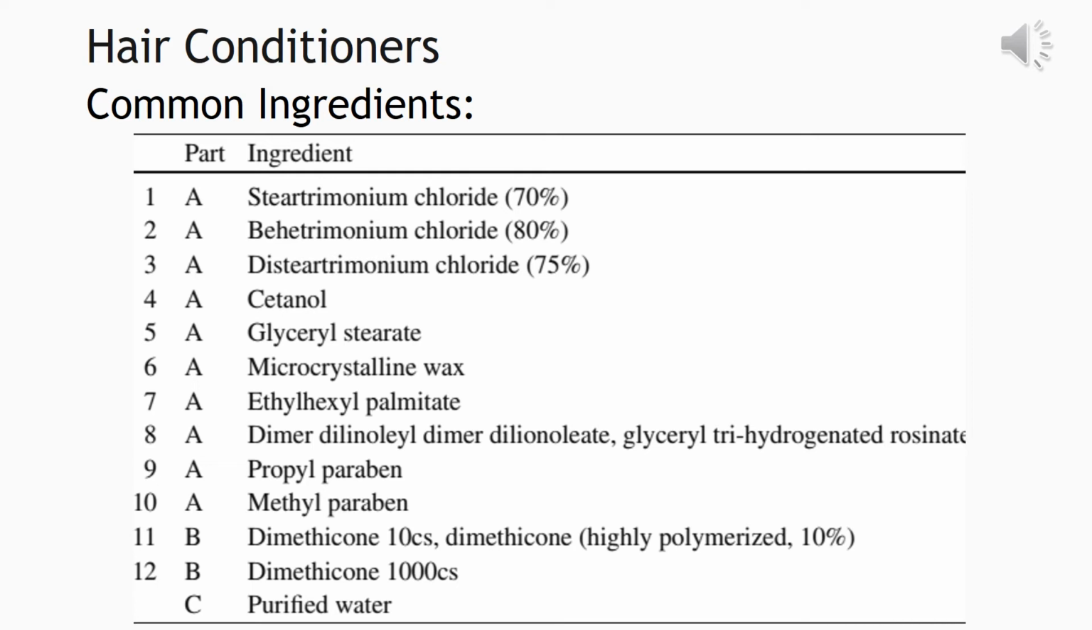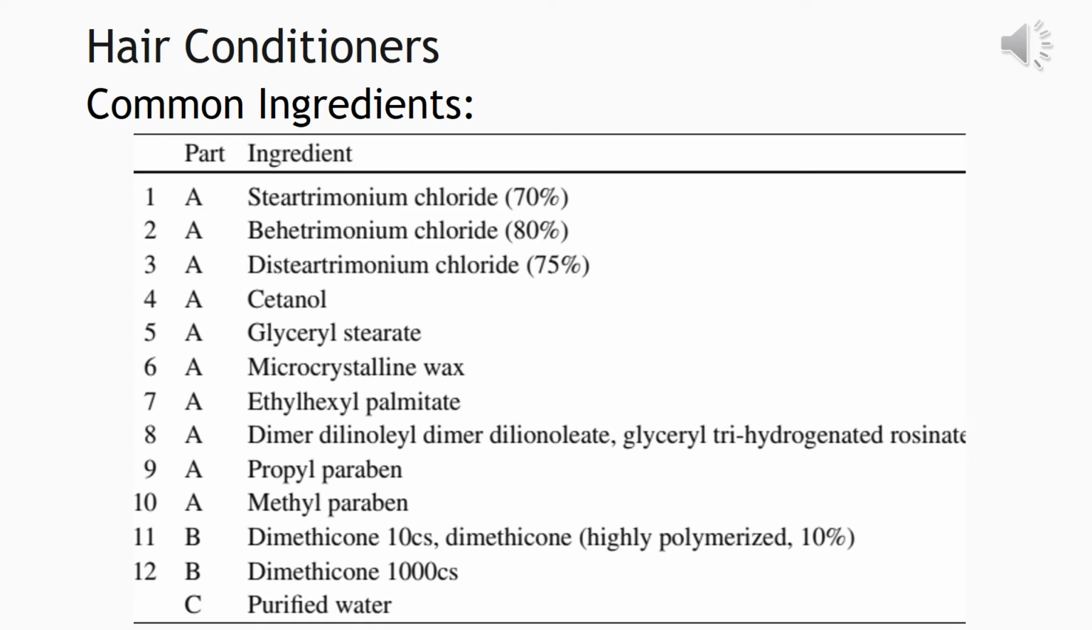Then chemical number 5 is glyceryl stearate. Glyceryl stearate is an ester of stearic acid and glycerol. There are different monomers of that, but only glyceryl stearate is mentioned in the ingredients. Number 6 is microcrystalline wax.